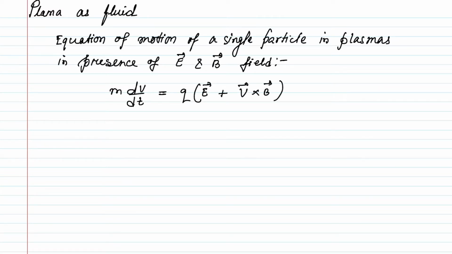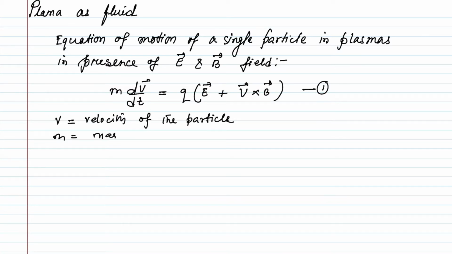This was equation number 1, where v is the velocity of the particle, m is the mass of the particle, and q is the charge of the particle.